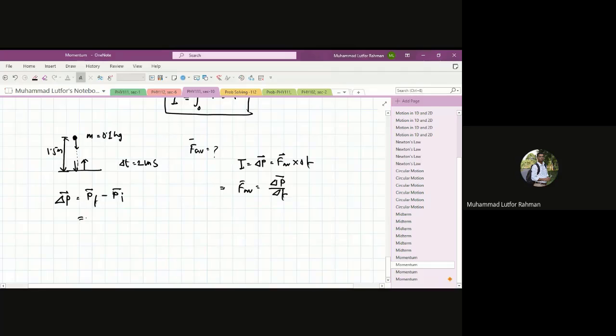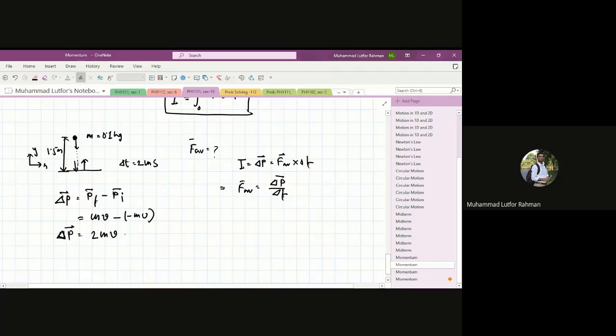Then I can write that the final momentum would be mv. I choose this as my positive x and this as my positive y. Then this would be mv minus minus mv, which is basically 2mv. Am I right? This is the final momentum, toward the upward direction, and this is the initial momentum, toward the downward direction. This is just before the impact, and this is just after the impact.